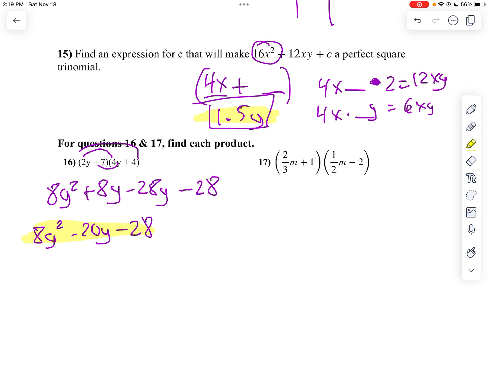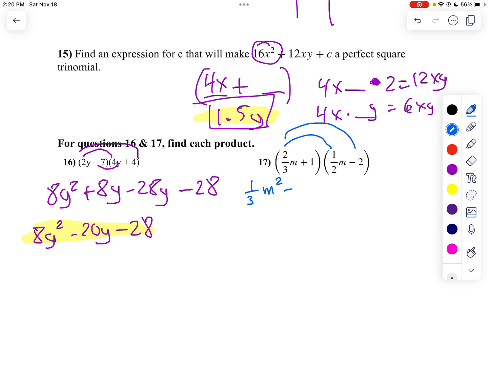We do the same thing on 17, except we've got some fractions to work with. 2/3 times 1/2 would be, the 2's reduce, so I'll get 1/3 m squared. 2/3 times negative 2 is negative 4/3 m. And then 1 times 1/2 would be positive 1/2 m, minus 2.